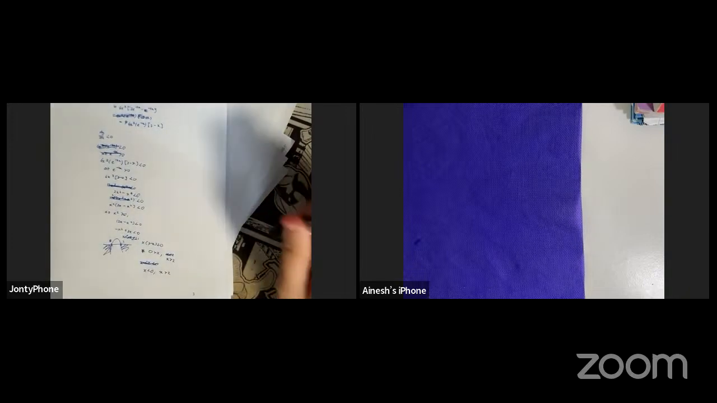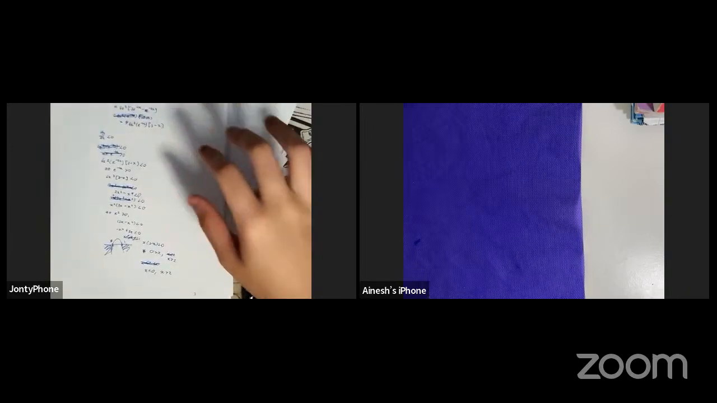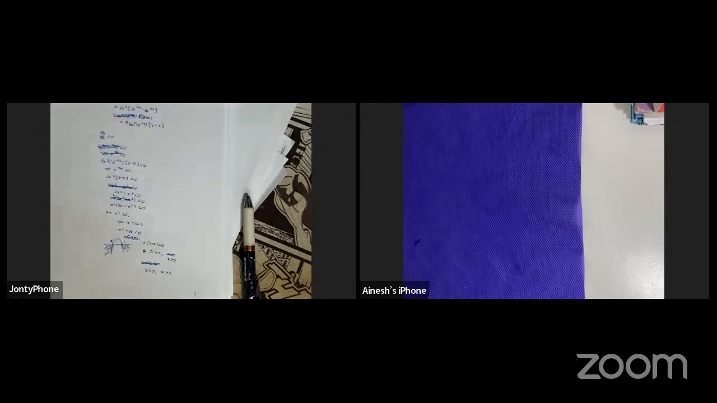Huh? Wait, what? Oh, no, sorry. The given one, the zero is the one that is wrong. I'm sorry. You're correct. You just wrote it a bit confusingly. If you're comfortable, then I have no objection. That's fine.